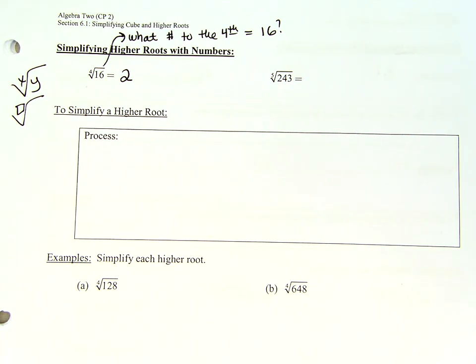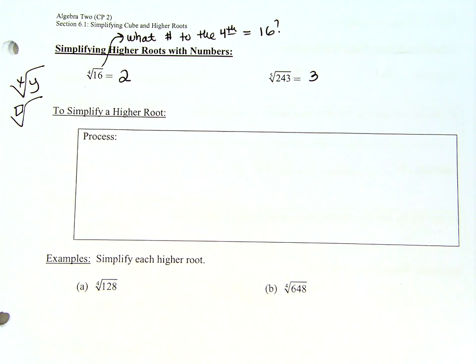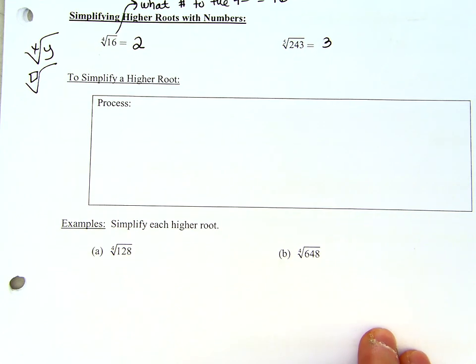Which again is like me asking you the question, what to the fifth is 243? Answer is 3. These are usually not going to be nice numbers, and they're usually going to be things that we have to simplify. Well, here's the deal.